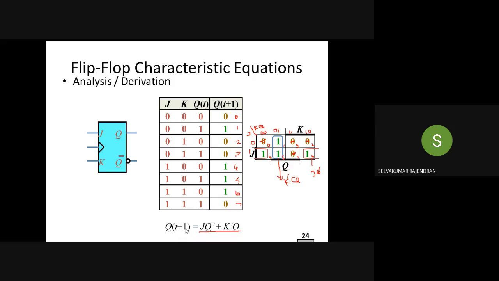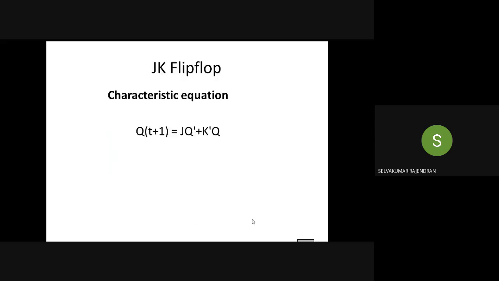Okay, Q of t plus 1 is equal to J Q bar plus K bar Q. So this is the characteristic equation for JK. Okay, so J Q bar plus K bar Q, or you can say J Q prime plus K prime Q, right? Any doubt?